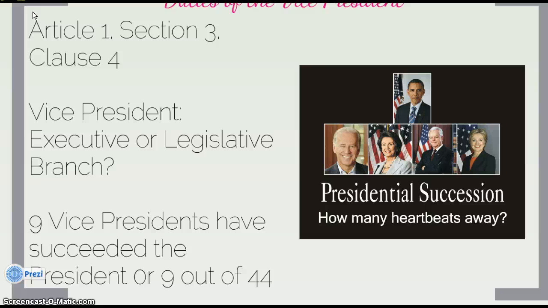Article 1, Section 3, Clause 4 states that the vice president shall preside over the Senate with no vote except to break ties. So you remember there are 100 senators, and on several occasions there have been votes where it's 50 to 50. If that happens, guess who gets to break the tie? You guessed it, the vice president. So that's one of the vice president's duties. So they preside over the Senate, but it's more a formality, figurehead type of position, except when the Senate ties on an important vote.